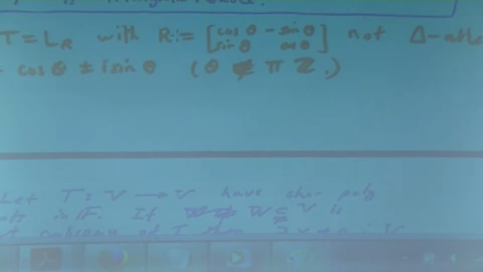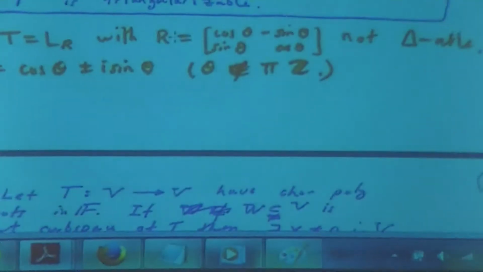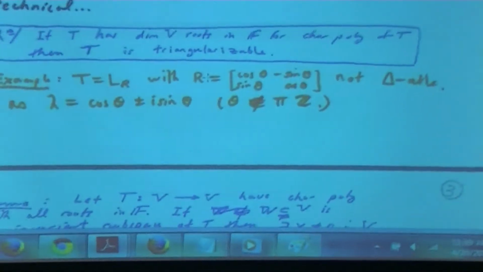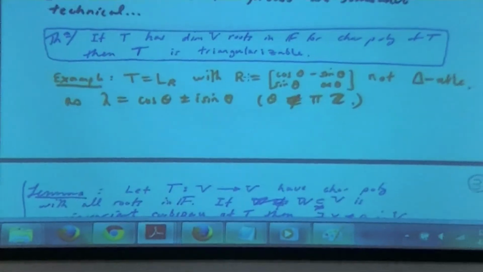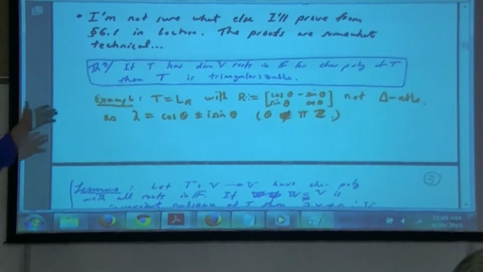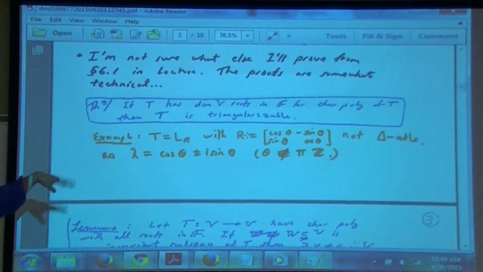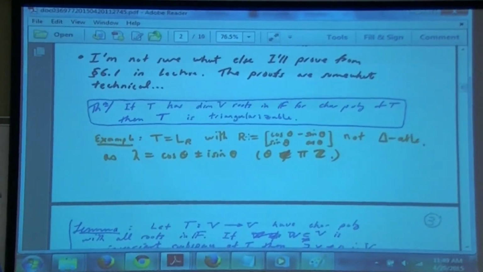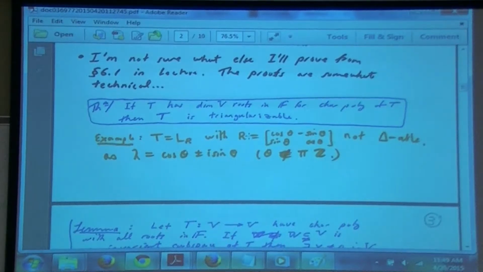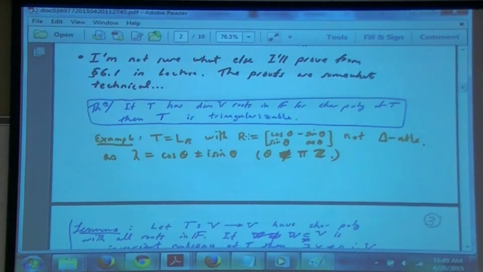The theorem we're trying to prove in section 6.1 is basically this: if T has dimension V roots over the field F, where F is the field over which the vector space we're looking at is defined, if your characteristic polynomial has n roots over the field we're considering, then T is triangularizable. That's the theorem.